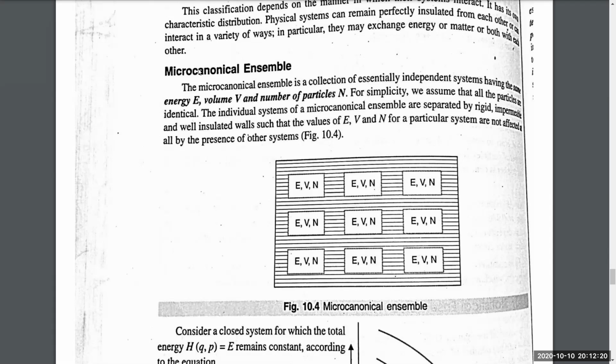Simply, what they are saying is that we have different macro states, but their characteristics are the same. The magnitude of their characteristics is the same. Still they are different. Why are they different? Because the micro properties are different for them.